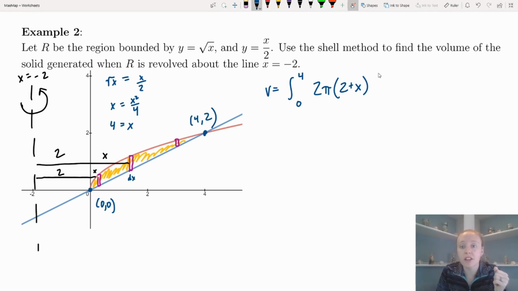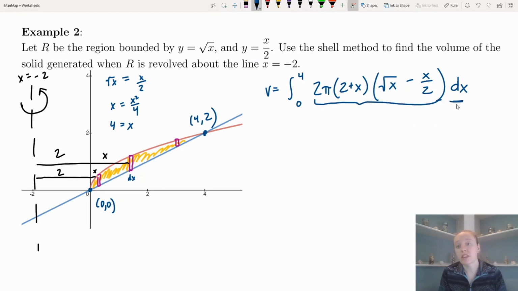So that's going to be the square root of x minus x over 2. That's the top of that rectangle minus the bottom of that rectangle to get that height. And that's integrated with respect to x. So this is going to be the area of that shell with that width. We're then going to get a volume, and integrating across will give us that entire volume.